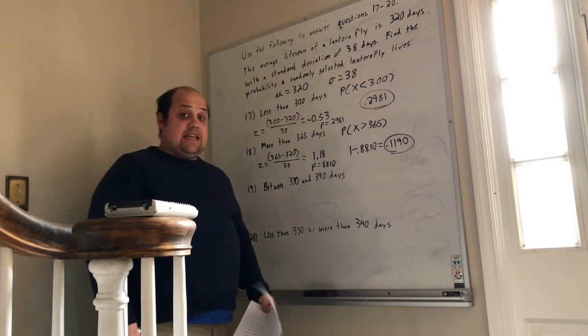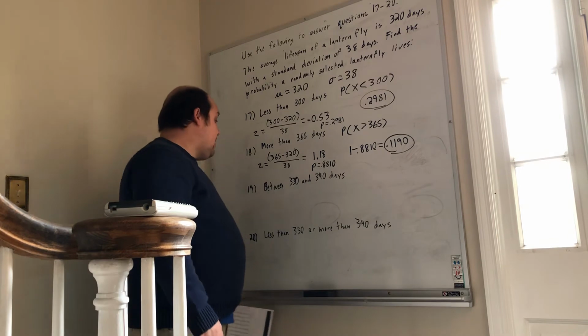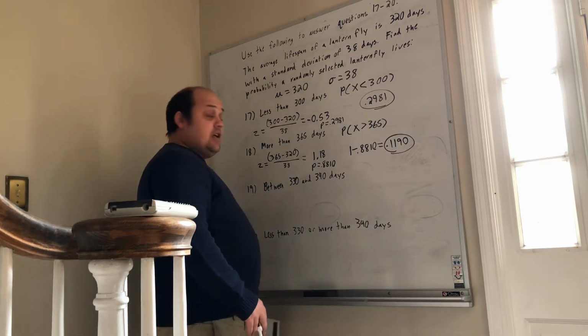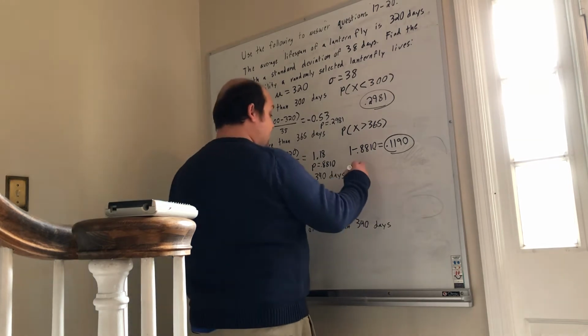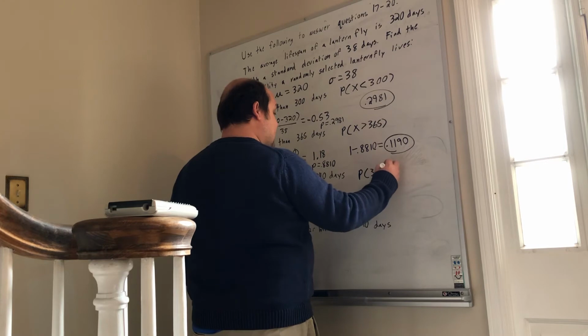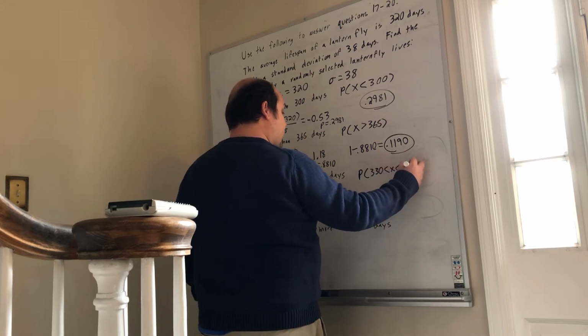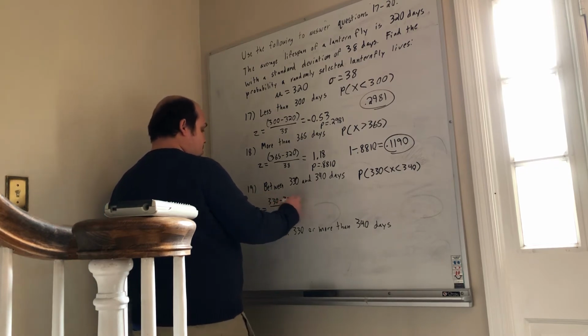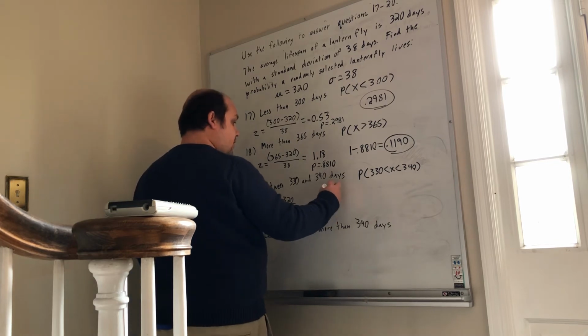For question 19, there's now 2 different x values that we got to find between. We haven't done either previously, so we need to set up 2 different z-scores. We're finding the probability that 330 is less than x, which is less than 340. So I set up a z-score for 330 and a z-score for 340.